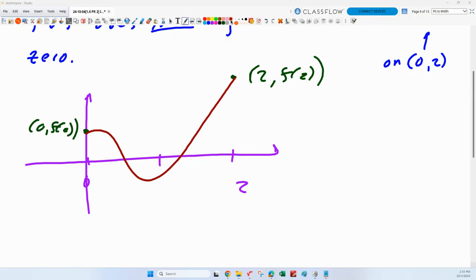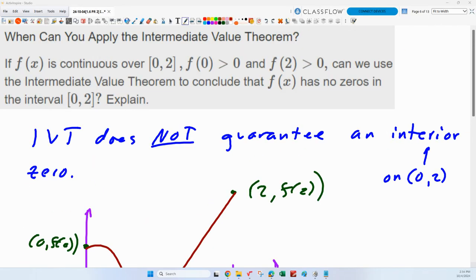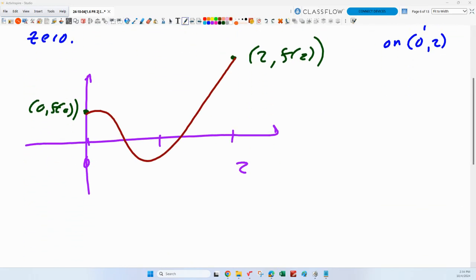Give me thumbs on that. You get it? Okay. So the answer is no, and there's our picture. Okay, ask questions if you need to on that one, right? Because again, the question is just saying, could you use IVT to conclude that it has no zeros on this interval? No, right? The absence of proof does not mean proof of absence in this case, if that makes sense, right? You get the idea? Okay.